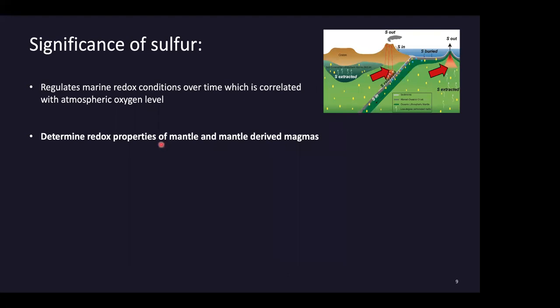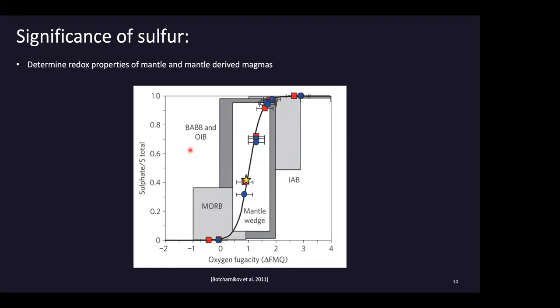Sulfur also helps us to determine the redox properties of the mantle and mantle-derived magmas. This figure shows the sulfate over total sulfur ratio on the y-axis and oxygen fugacity on the x-axis. This shows that the sulfate over total sulfur ratio can be used to measure the oxygen fugacity of mantle-derived magmas in different tectonic settings. Mid-ocean ridges are more reduced than ocean island basalts, which are even more reduced than island arc basalts, and the sulfate over total sulfur ratio has been used to look into the oxygen fugacity of these magmas.